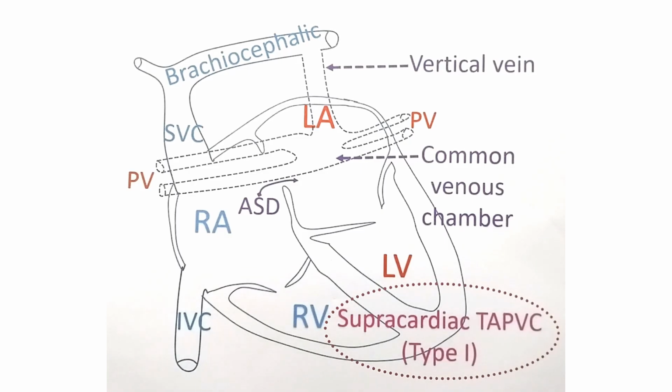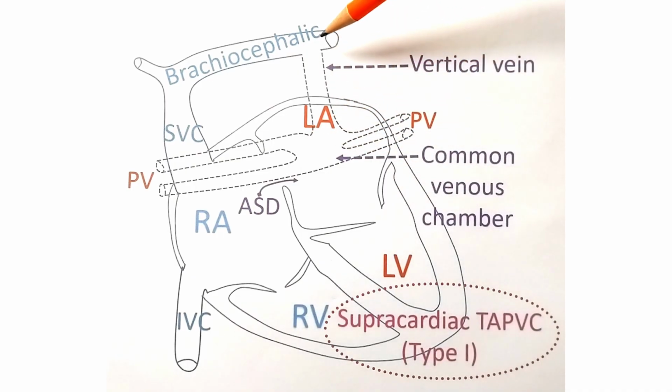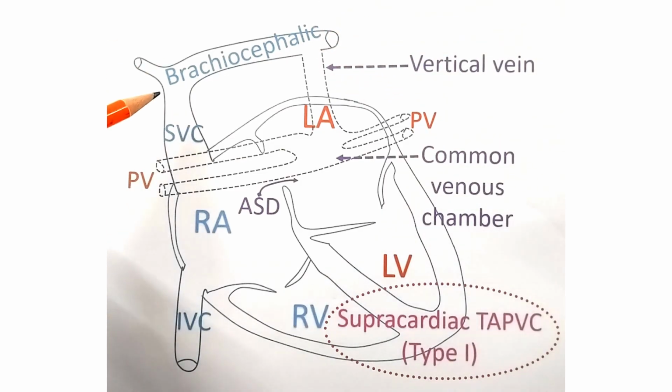There are three major types of TAPVC and one more type known as mixed type. Major types are supracardiac, intracardiac and infracardiac. Fourth is of course a mixture of all the three in combinations. This is supracardiac TAPVC. Pulmonary veins join a common venous chamber. From there it rises as a vertical vein and joins the brachiocephalic vein. From the brachiocephalic vein, pulmonary venous return reaches the right atrium.